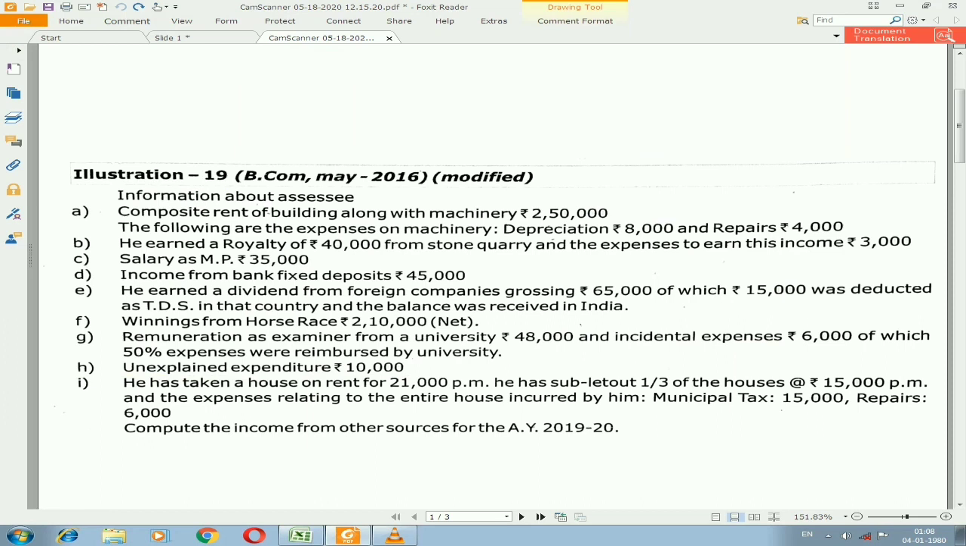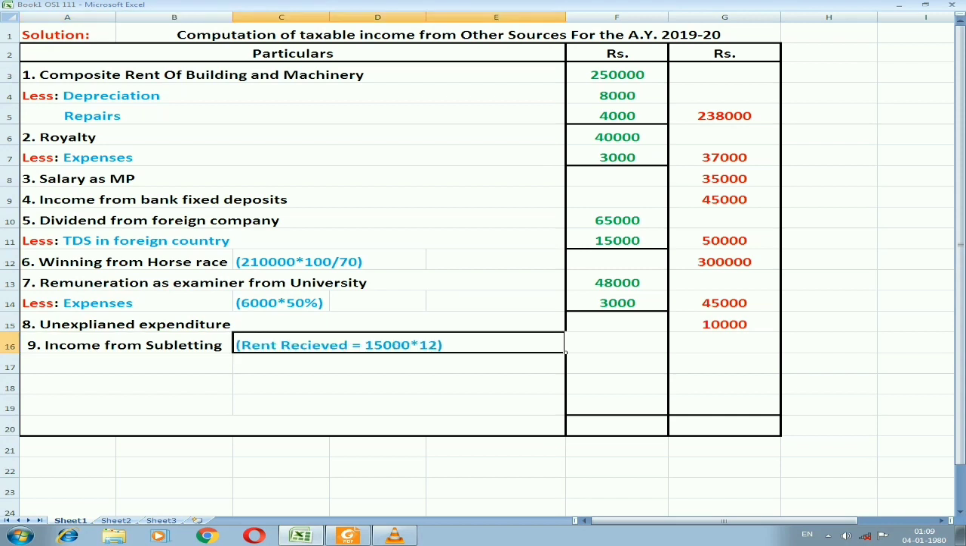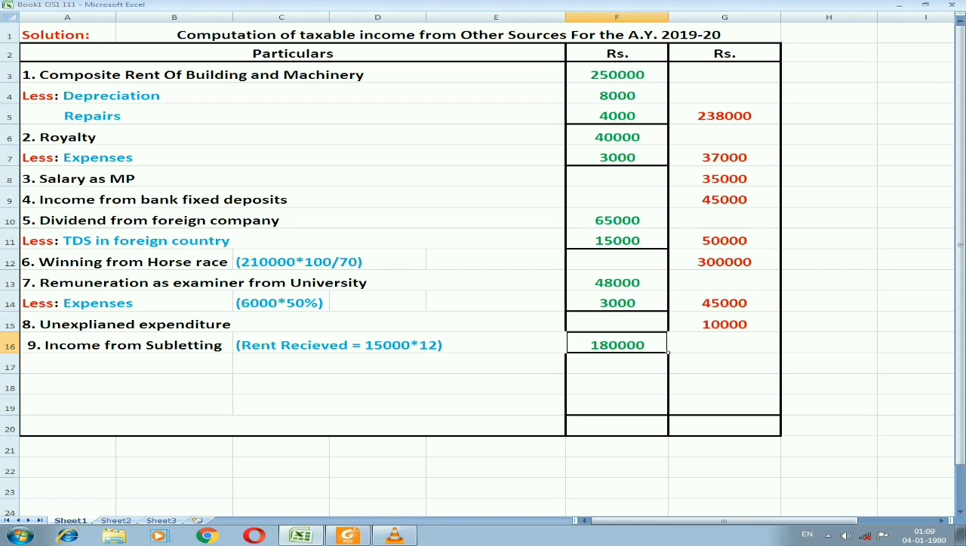Then apart from that we have one more income, that is, he has taken a house on rent for rupees 21,000 per month. He has sublet 1/3 of the house at rupees 15,000 per month, and the expenses relating to that entire house incurred by him: municipal tax 15,000, repair 6,000. So as he is staying in a rented house, and that rented house has one portion given to another person as rent, which is the income of 15,000. So he is giving one portion on rent to other people as income from subletting. First we are supposed to take the rent. So 15,000 per month, totally will be 1,80,000.